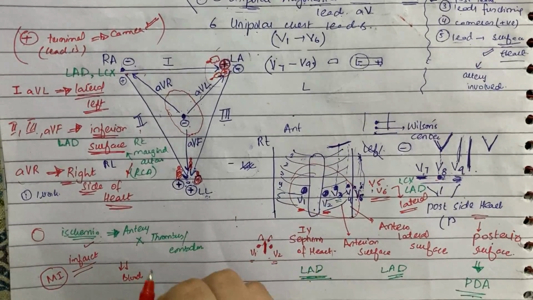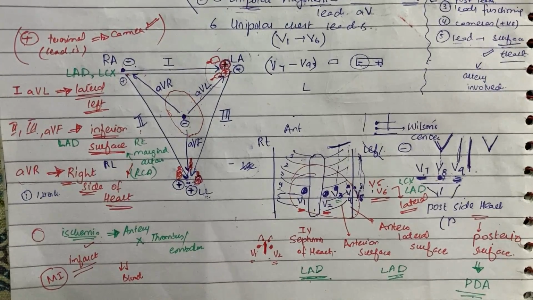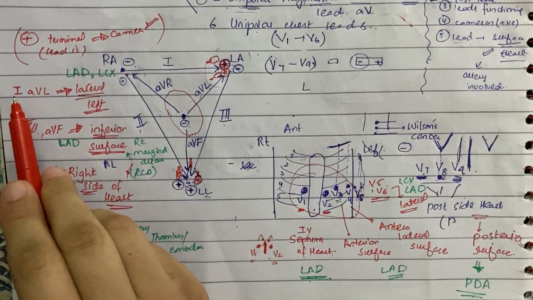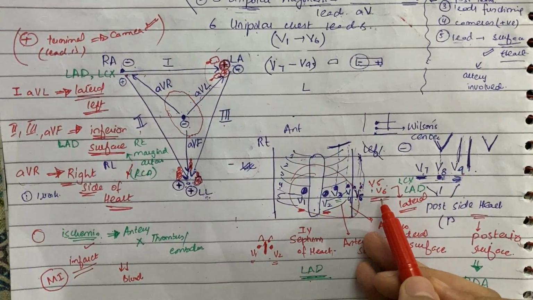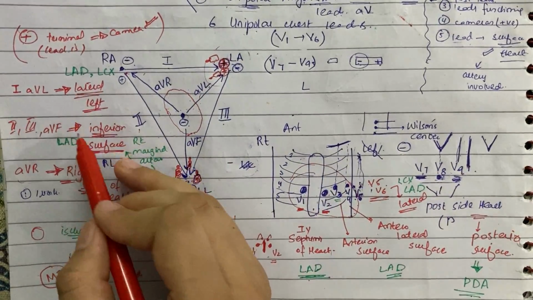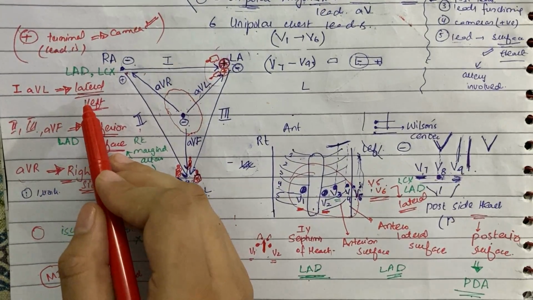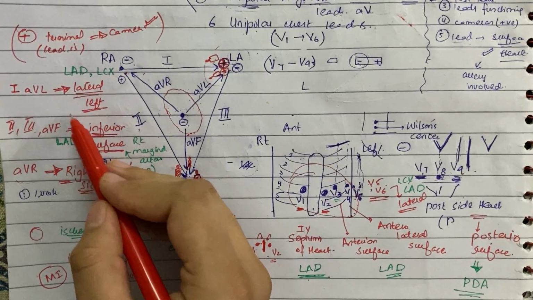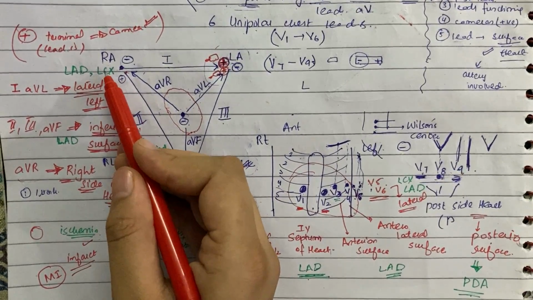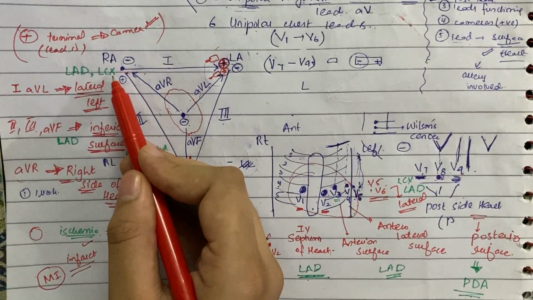Now I've completed the whole point. Just a quick recall or a quick summary of the whole topic. First point: lead 1, lead AVL, lead 5 and lead 6 show the lateral surface of the heart. So if the ECG on those surfaces is abnormal, it will indicate that there is a problem in the left lateral surface, or in its supplying arteries, the left anterior descending artery LAD and the left circumflex artery.